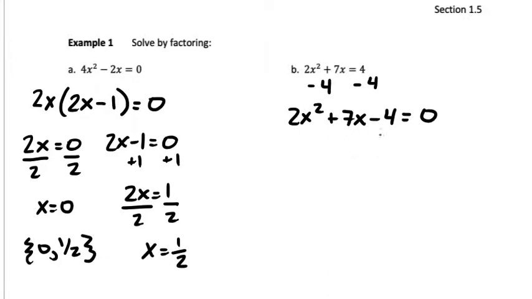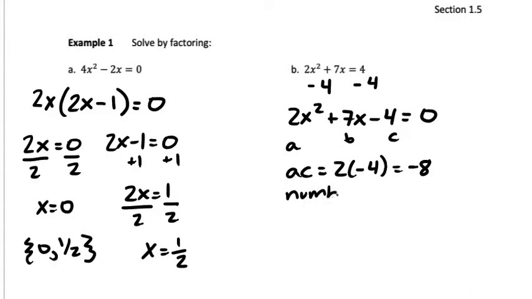Now, this is a trinomial, 3 terms, and there is a number in front of x squared. So that needs to be a clue to me that I'm going to use the AC method. So a times c, this is a, b, and c. AC is 2 times -4, which is -8. Two numbers that multiply to -8 and add to 7. Let's see, that would be 8 and -1, positive 8 and -1. So replace the middle term with plus 8x and minus 1x.